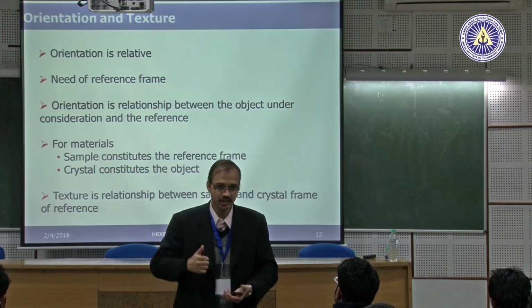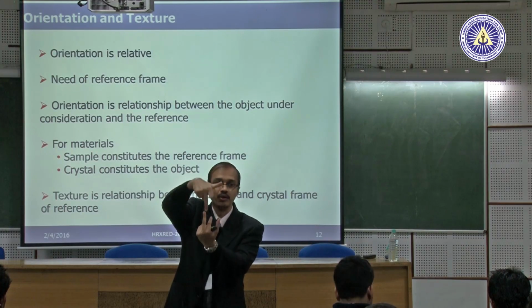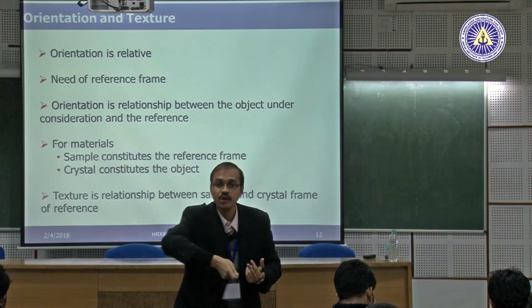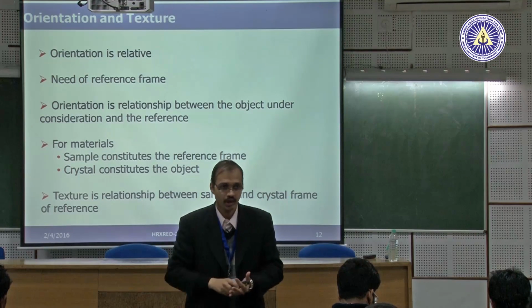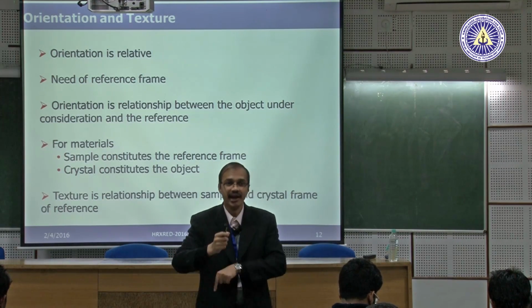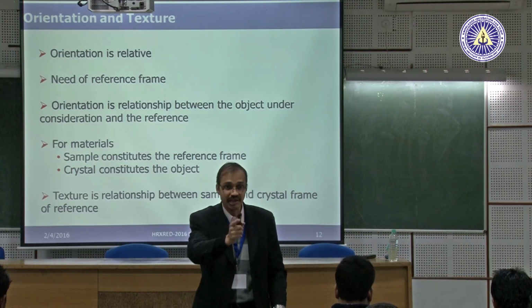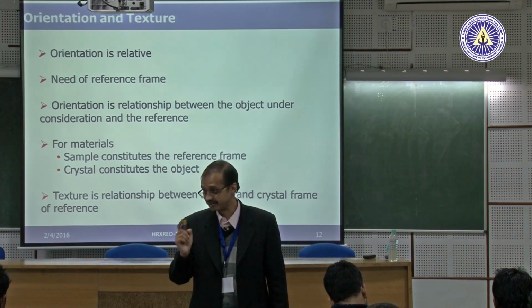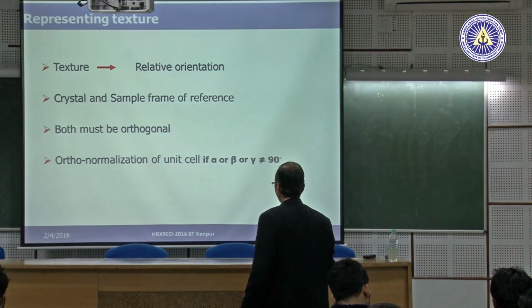One is the normal direction. The normal direction is the direction along which you apply a load and stresses, and there is elongation along the rolling direction. So you have RD, you have ND, and the transverse direction. These three are orthogonal to each other. I care only about the axes. So I have these two frames of reference.